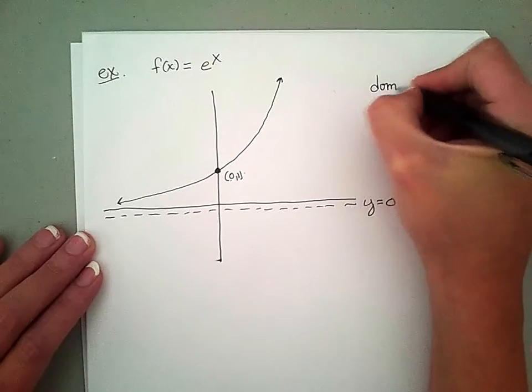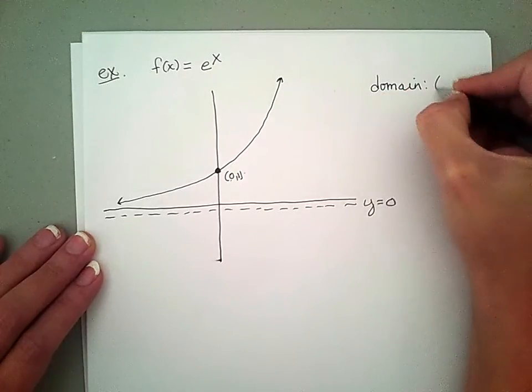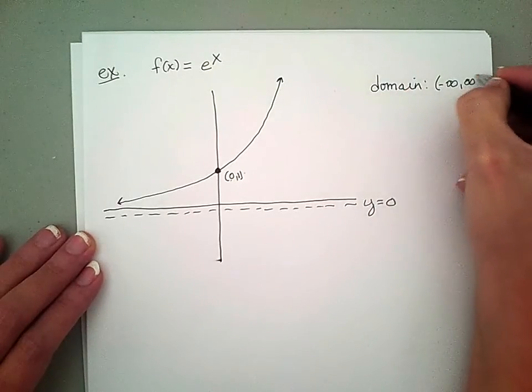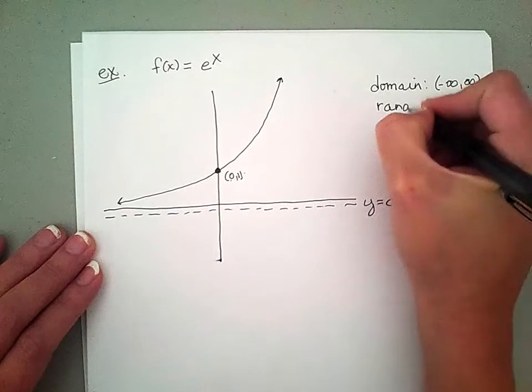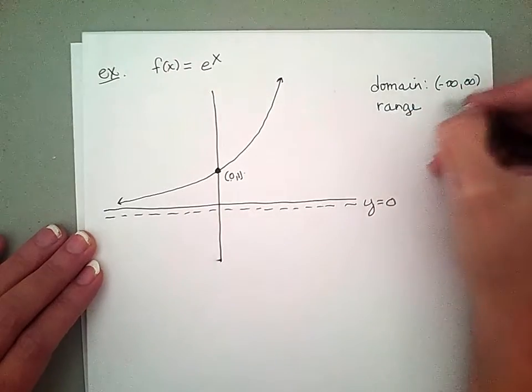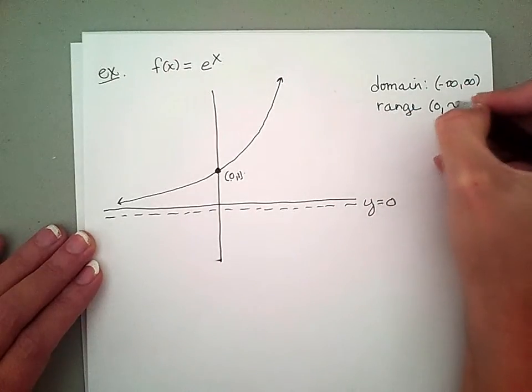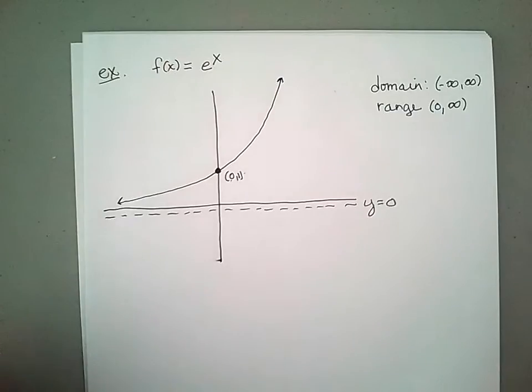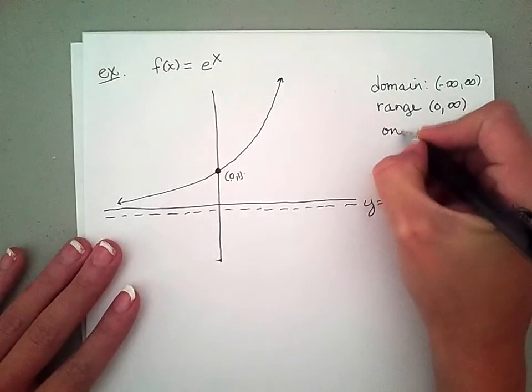The domain stays as all real numbers. The range goes from 0, but not including 0 because of the asymptote, and goes to infinity. It is a one-to-one function.